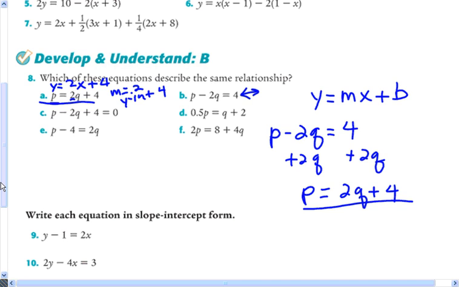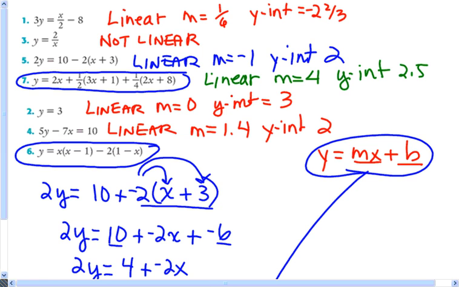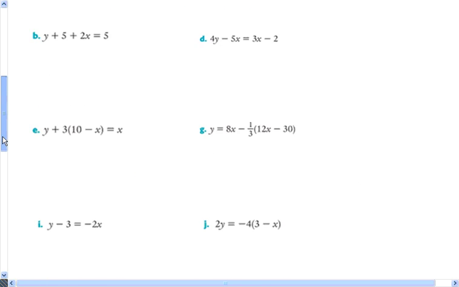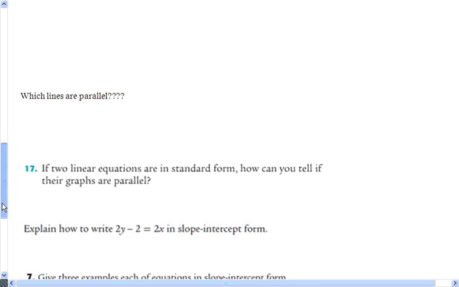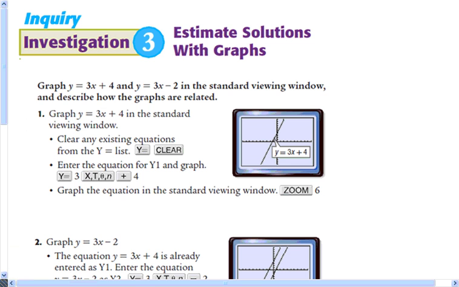And then with this set of problems, we're going to solve them all, put them all in slope-intercept form. In other words, we're going to solve for y, so we'll have to think about what to do there. But we'll do those in class. All right. The rest of these we'll do in class. So that's the end of this lesson.